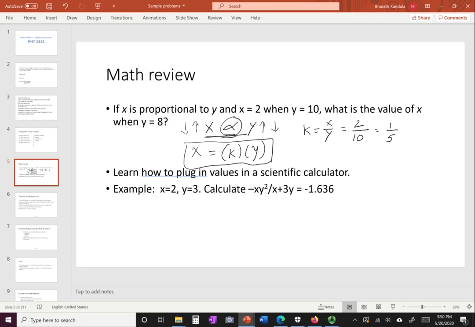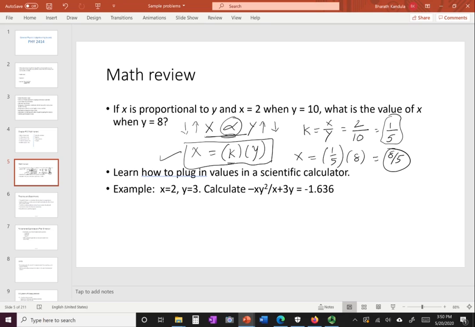Now we need to find the x value when y is equal to 8. Again use this equation, since we are finding the x value. So y is equal to 8. This constant value is not changing, right? So 1 divided by 5 times the y value 8, which is 8 divided by 5. That's the x value when y is equal to 8. Understand? This is how we solve this kind of proportionality problem. Very simple if you understand how to write this equation.